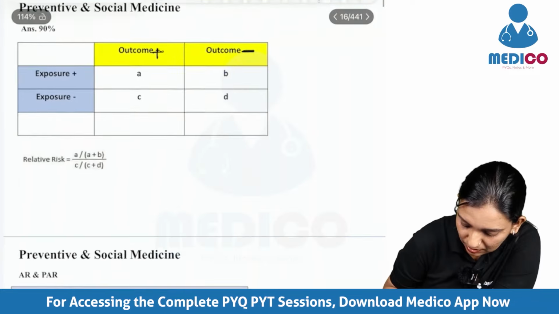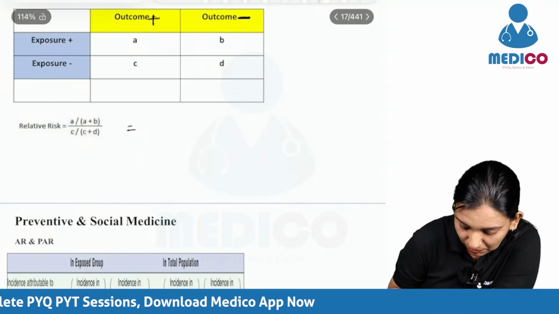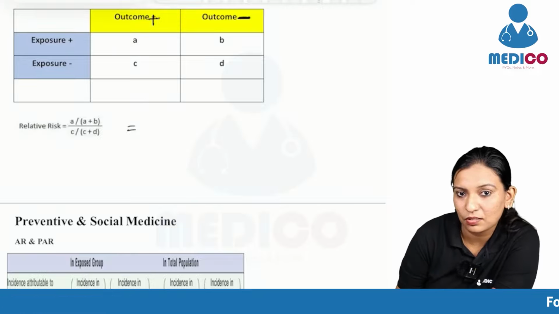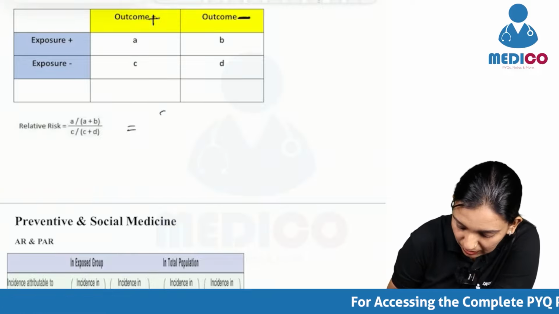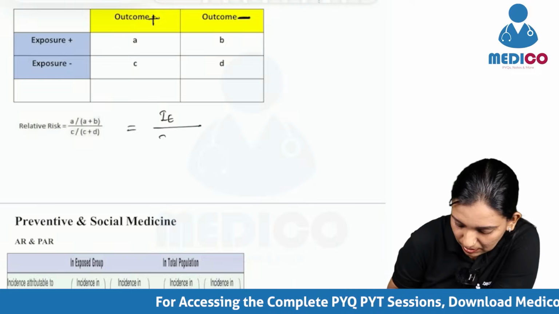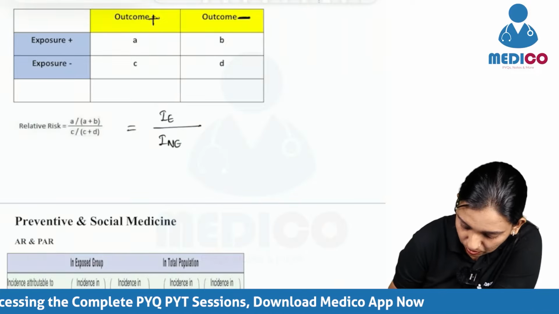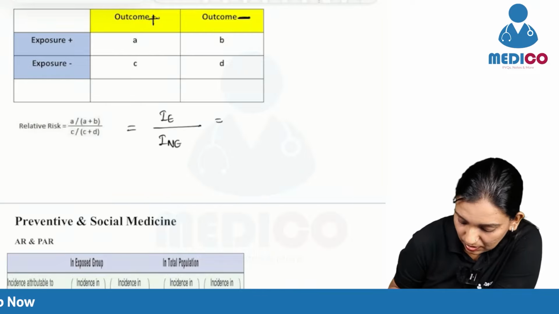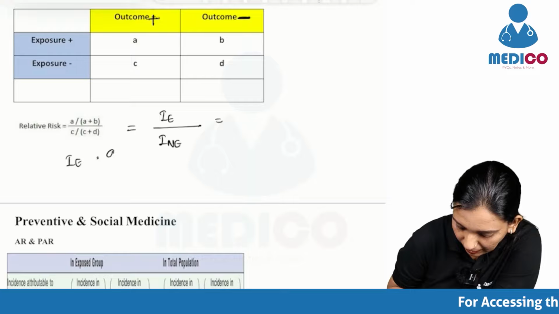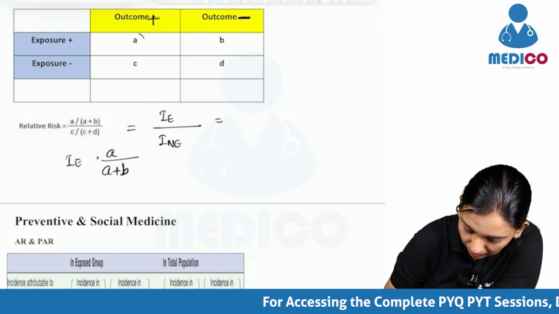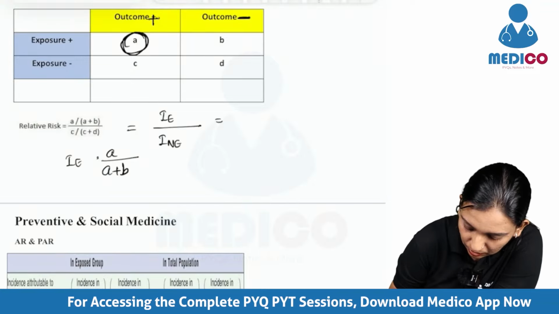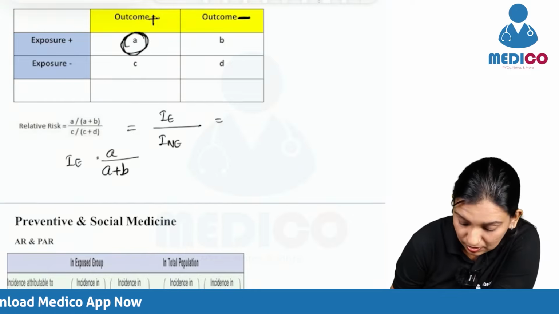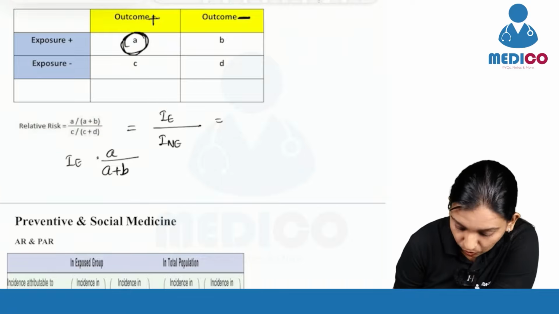And what is relative risk? The question is attributable risk, I know, but we'll see what is relative risk and how do you calculate attributable risk and what is population attributable risk also in this single question. Okay, so relative risk is incidence in the exposed by incidence in the non-exposed, right? So what is the incidence in the exposed and what is the incidence in the non-exposed? Incidence in the exposed you get by A by A plus B, right? This is A. Out of the exposed, this many people had the outcome, and A plus B is the total exposed.